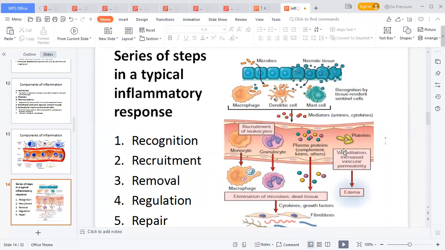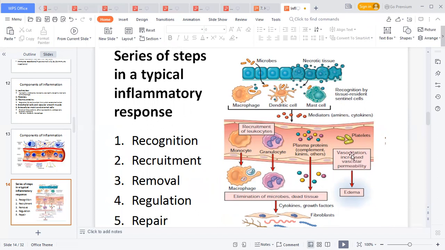Okay. So recruitment of leukocytes. You've seen what I talked about. So what are the functions of macrophages? Number one, elimination of microbes. That is immunology, and we discussed that.